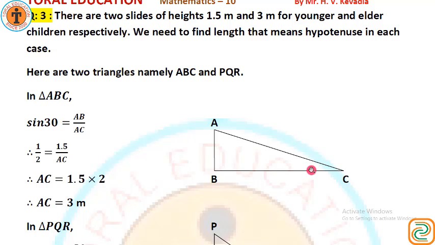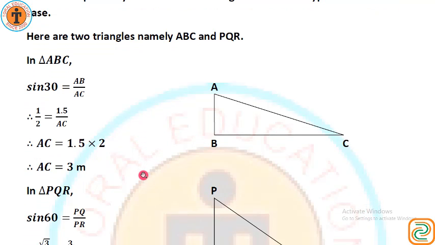So we have taken sin 30. Sin 30 is opposite upon hypotenuse, AB upon AC. So 1 upon 2, sin 30 is 1 upon 2, equals 1.5 upon AC. If AC goes there and 2 goes there, then 1.5 into 2, AC equals 3 meter. So for small children, the length of the slide is 3 meter.